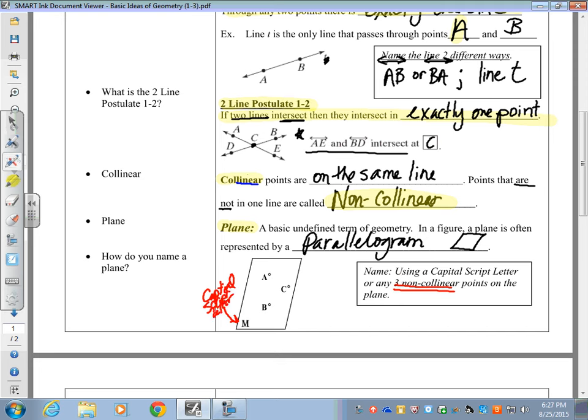Forget my handwriting, sorry. And then we have 3 non-collinear points. The reason why these 3 non-collinear points are, we have a line, because our line postulate, or 2-point postulate, states that there's exactly 2 points that go through a line. So A and B are on the same line. And I could draw a line through A and C. Those 2 are collinear. I could also, hopefully you can see, draw a line through B and C.